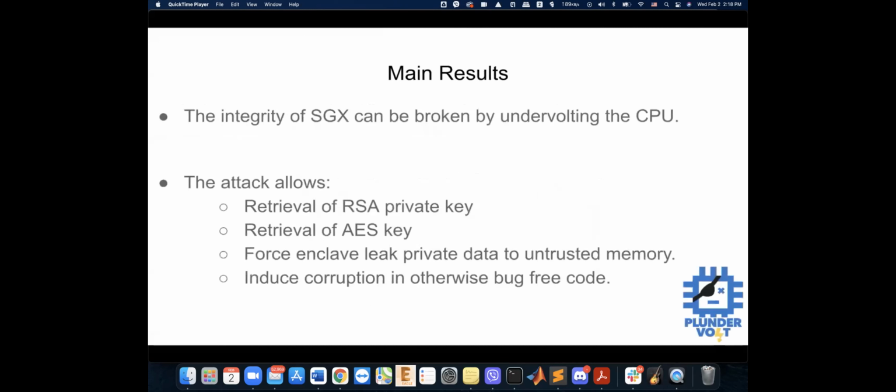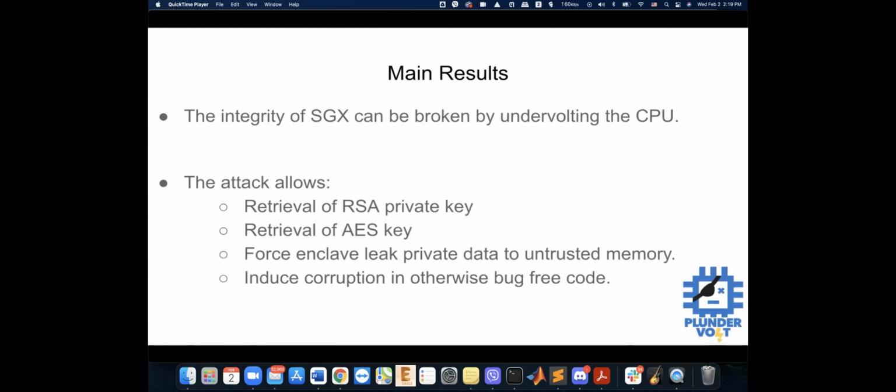Now, I'll discuss the main results of the paper. So they are able to demonstrate that the integrity of SGX can be broken by undervolting the CPU. The authors further stress that undervolting is not exclusively a concern for cryptographic algorithms, and hence the sole reliance on fault-resistant cryptographic primitives is insufficient to protect against Plundervolt adversaries at the software level.